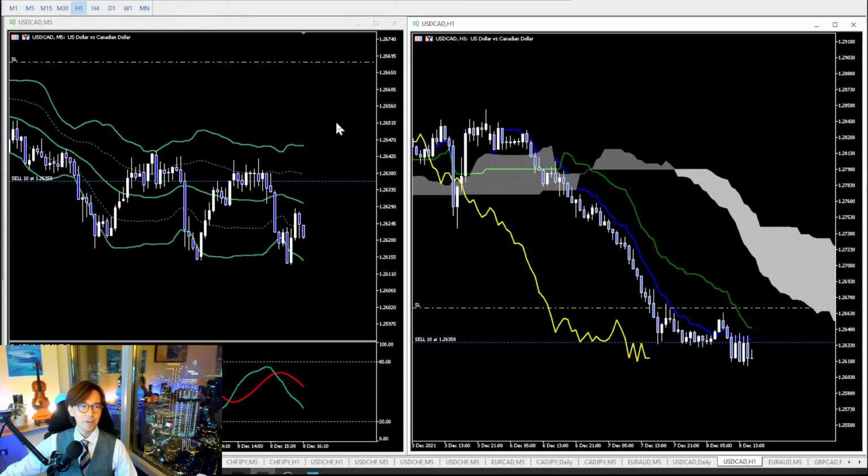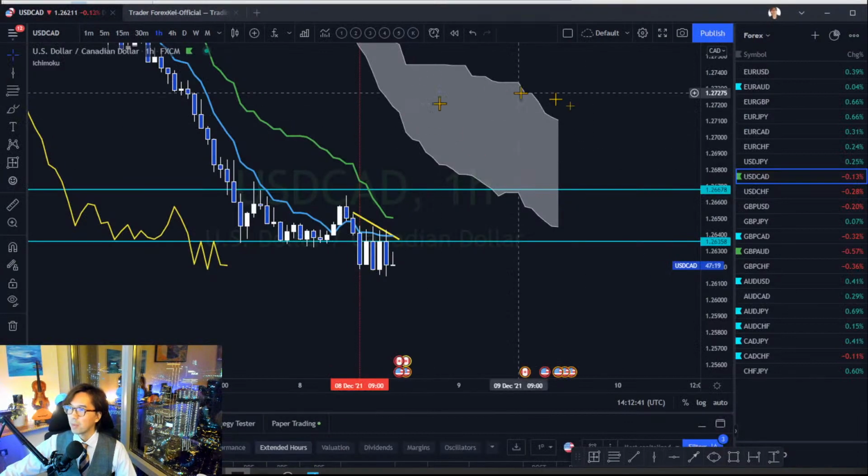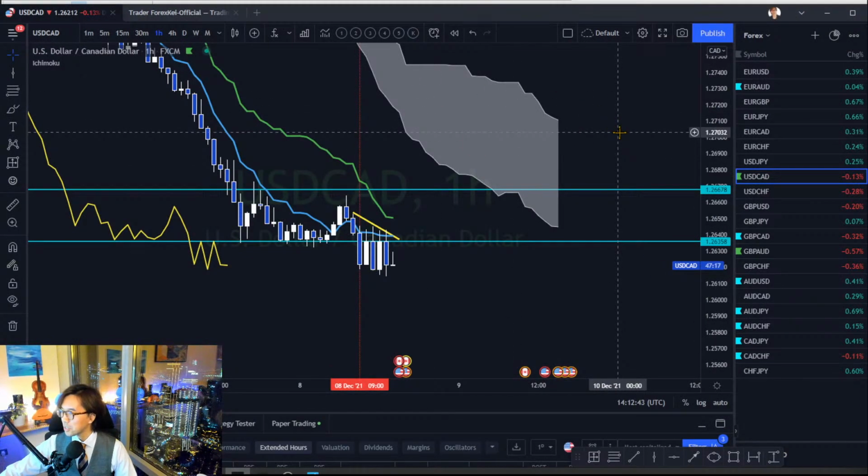So this is my MT5 account, and you can see that I took the sell here at the 1.26358 level, and my stop loss is up here. My stop loss is 32 pips above. And I'm still holding this sell. So let me just explain what I think about this situation in the lower time frame. I will switch back to TradingView and go down to the 5-minute chart.